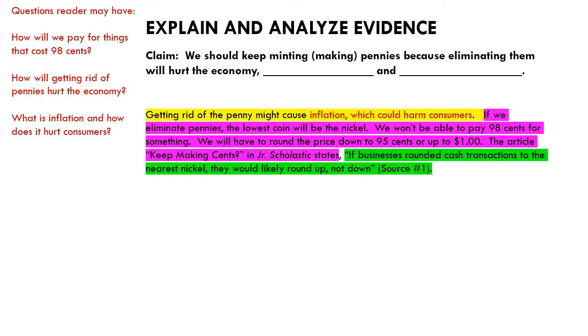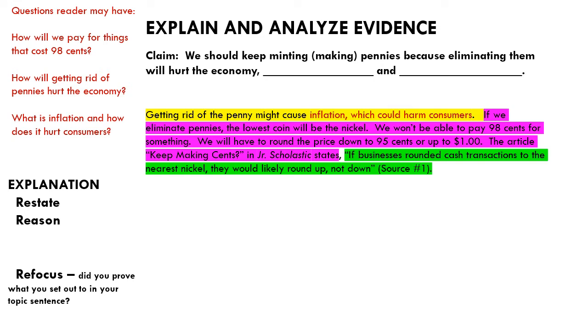Okay, my job now is to explain why the fact that if businesses round up, not down, is going to hurt the economy, and how does that relate to inflation and harming consumers? So my job is to explain how this evidence relates both to the overall claim and to my topic sentence. My next step is to do the three parts of my explanation. I'm going to restate, reason, and refocus.